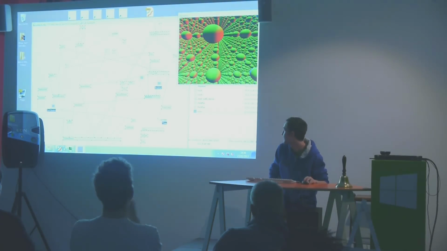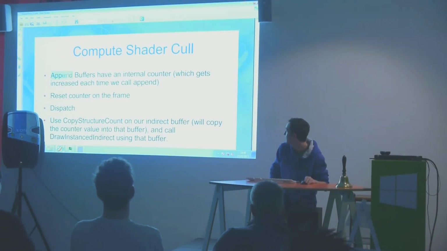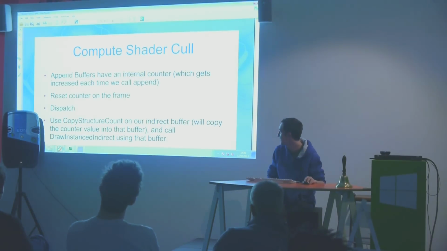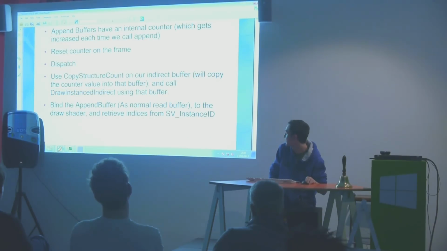We have an append buffer with an internal counter, so every frame I reset it and it's increased by 1 for every object that passed the test. I do my compute shader dispatch, and there's an instruction called copy structure count in DirectX, which means copy the counter into an indirect buffer. So it's a little GPU buffer, exactly the same as you would do, and then you can say draw indirect, and I can bind the append buffer as before.